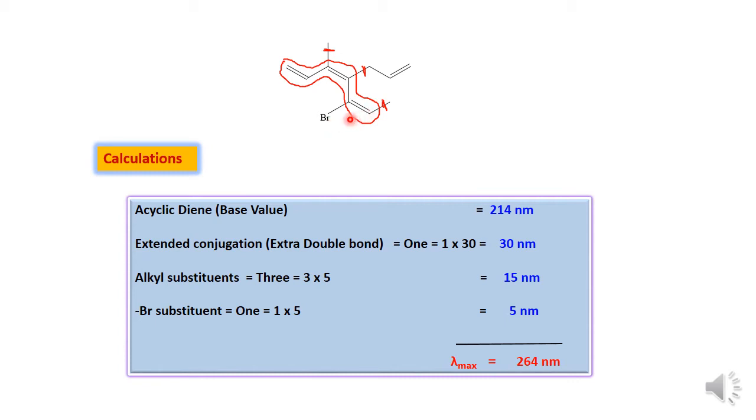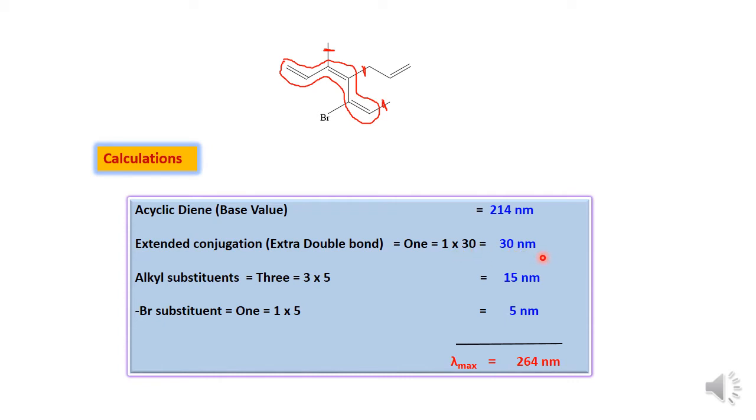Then we have to see extended conjugation. For this compound, there is only one extended conjugation. So this particular double bond is an extra double bond, because two double bonds are considered for the diene, that is the parent diene compound, and we have taken the value 214 nanometer. Then the extra double bond, excluding the two double bonds of the diene, there is only one extra double bond. So only one extra double bond, that's why you have to add 30 nanometer. So 1 into 30, that gives 30 nanometer.